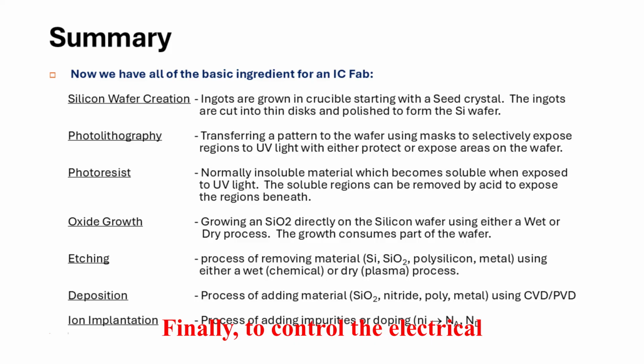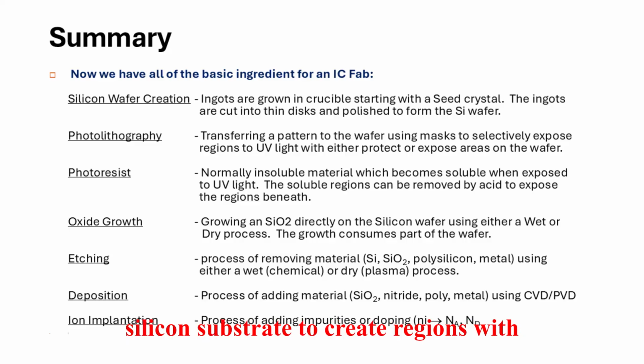Finally, to control the electrical properties of different regions, we use ion implantation. Here, we shoot dopant ions, such as boron for P-type or phosphorus or arsenic for N-type, into the silicon substrate to create regions with the desired electrical conductivity.